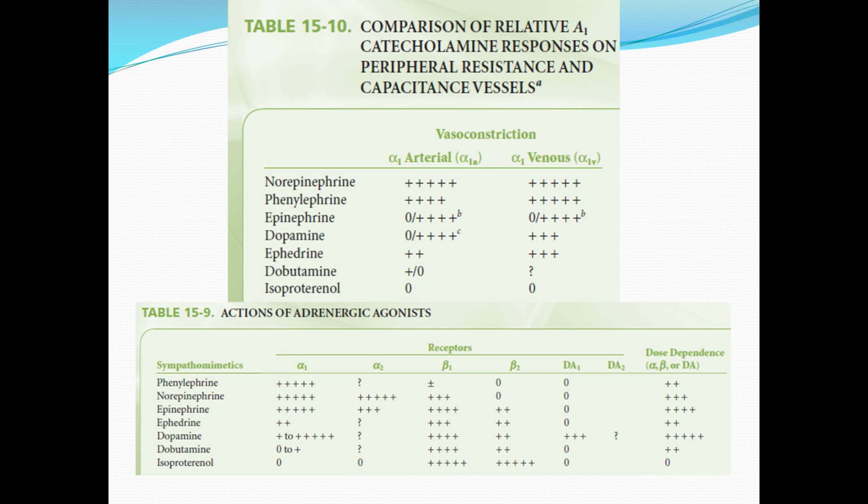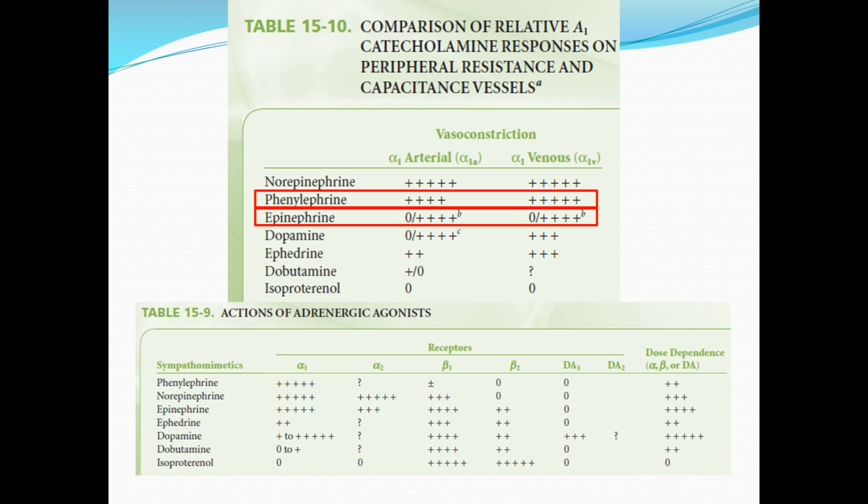Now, this is a comparison of relative alpha-1 catecholamine response on peripheral resistance and capacitance vessels. So you can see here, phenylephrine is a little bit more venous than arterial. Epinephrine has a similar degree of alpha-1 subtype effect on venous and arterial.